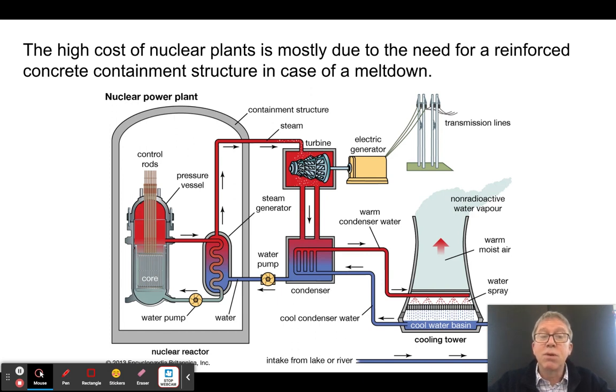That containment structure is what was missing from Chernobyl, and that's why Chernobyl was so deadly. It's because the Soviets were very irresponsible and chose to cut costs by not using a containment structure, a completely unethical move on their part.